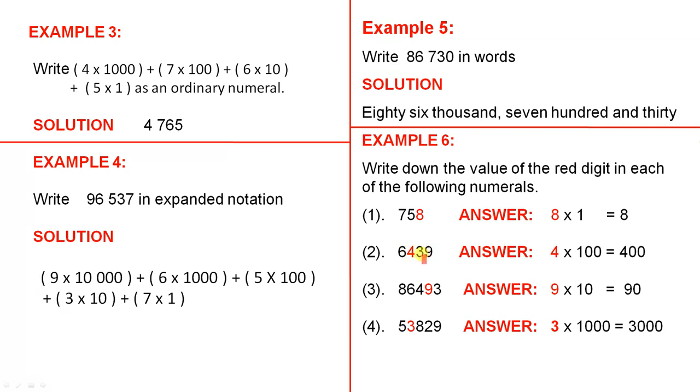6,439, units, tens, hundreds. The value of the 4 is 4 times 100, which is 400, because it's in the hundreds column. The next one, 86,493. The 9 is in the tens column, so the value is 9 times 10, which is 90. And for the last one, 53,829, units, tens, hundreds, thousands. The 3 is in the thousands column, so the value is 3 times 1,000, which gives you 3,000. That is actually the value of the 3.